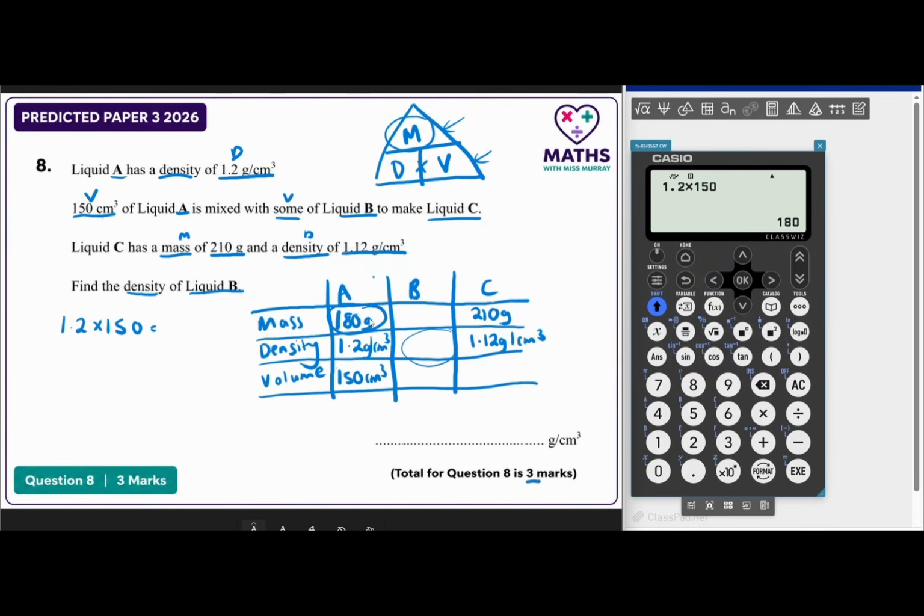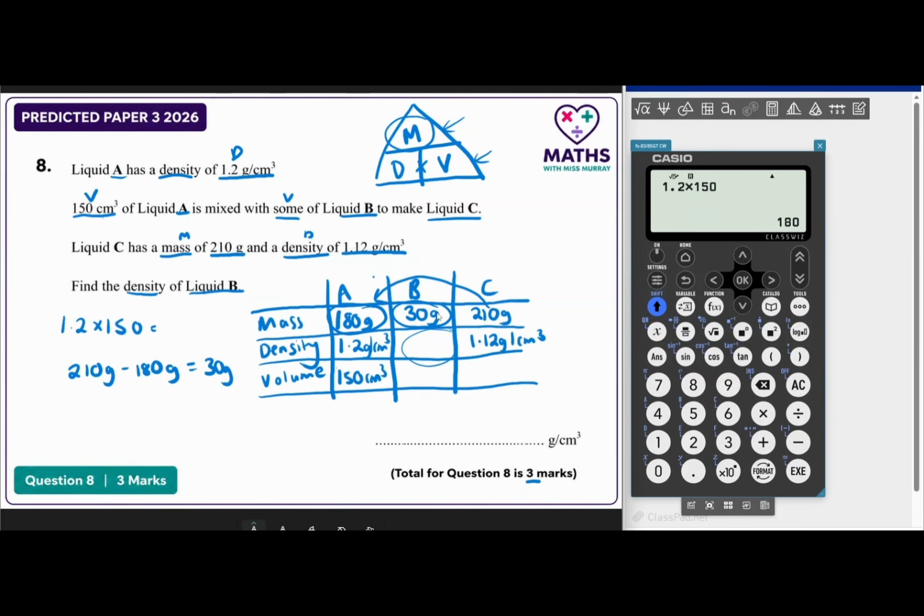Now here with mass, because you know mass is a weight, to get the mass of B, you can just do 210 subtract 180. You can't do that with density because it's about concentration of a liquid. So I'm going to do 210 grams minus 180 grams, and that will give me the mass of B. So that is 30 grams. But again, check it on your calculator. I know I'm not doing that, but you should be doing that in your exam. So that is 30 grams.